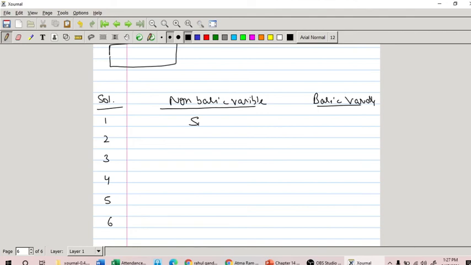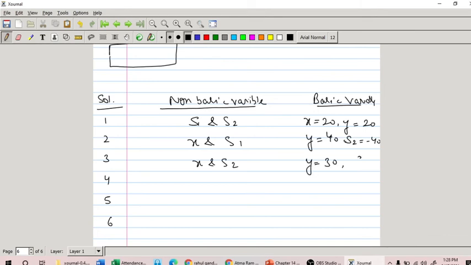In the first situation we put s1 and s2 as 0 and we found x is equal to 20 and y is equal to 20. In the second scenario we put x and s1 as 0 and we found the value of y as 40 and value of s2 as minus 40. In the third scenario we put the value of x and s2 as 0 and we found y is equal to 30 and the value of s1, the first slack variable, is 20.